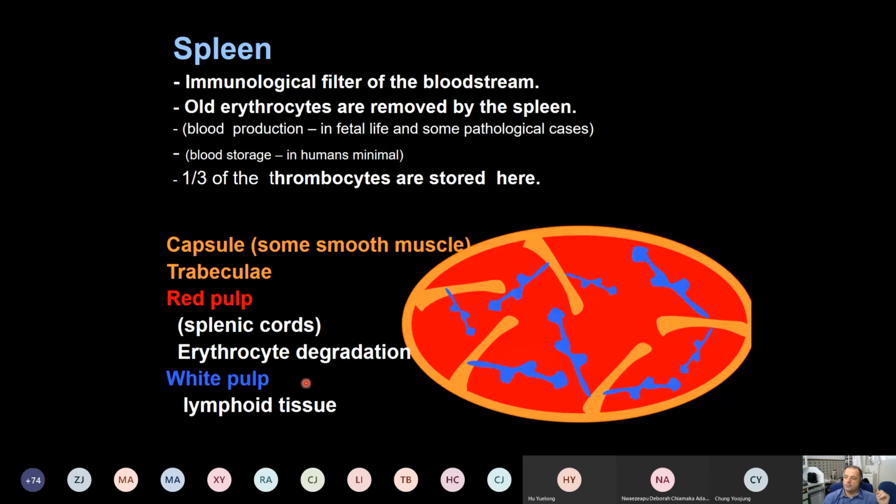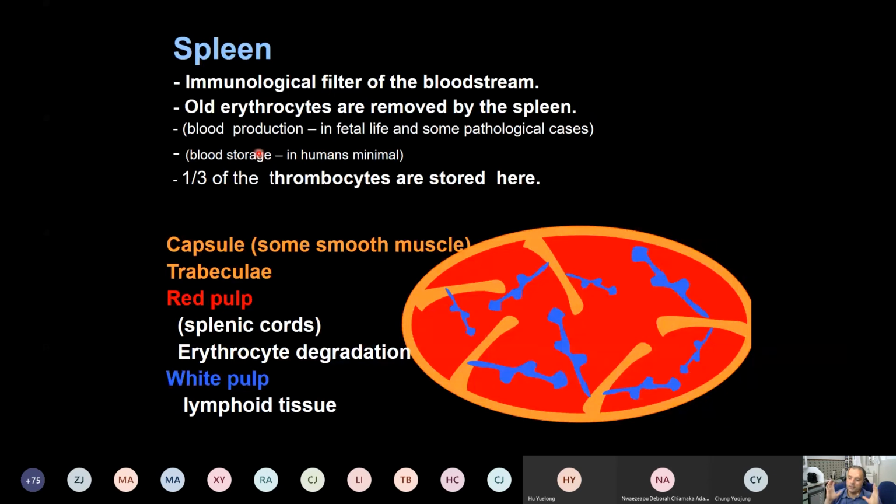The capsule of the spleen is connective tissue, but it contains some smooth muscle, and this is related to the blood storage function in many species. In humans, this is subordinate, but in many species, if the animal has to run, for example, in predator animals like big cats, if they have to hunt an animal which is running also quite fast, in very short time they have to increase their speed, so they have to reach a higher oxygen transport capacity, and therefore we have the spleen which contracts in those animals.